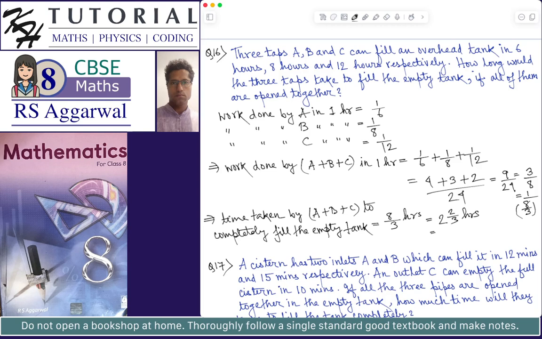which is equal to 2 hours, and 2 by 3 hours means 2 by 3 multiplied by 60 minutes, which is equal to 2 hours, sorry, not plus, but 2 hours 40 minutes. So 2 hours 40 minutes is the answer. That is, in 2 hours and 40 minutes, an empty tank will be filled up when all the pipes are open. That is, all the three pipes A, B, and C are open.